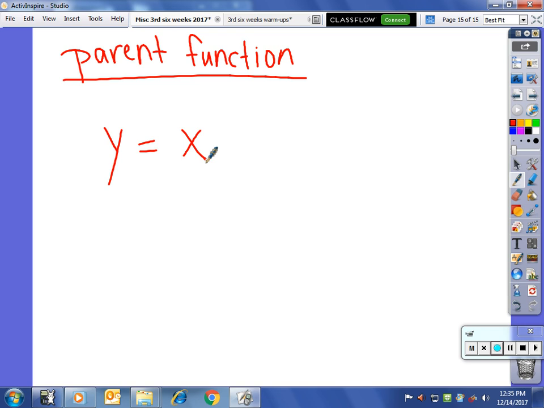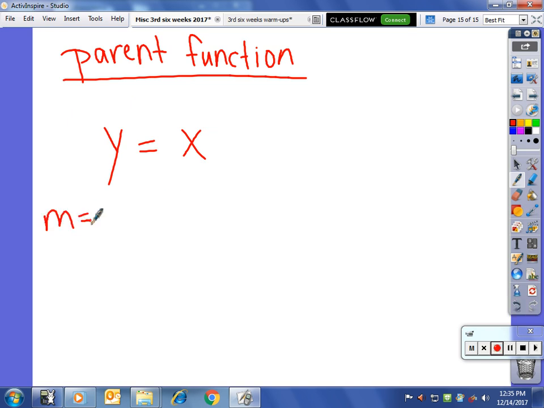I said, what's the slope? And I'm hearing people tell me x and y equals 0. So what is the slope for this line? This is a line right here. The slope is not 0. Yes, it's 1. The slope of the parent function for lines is 1.